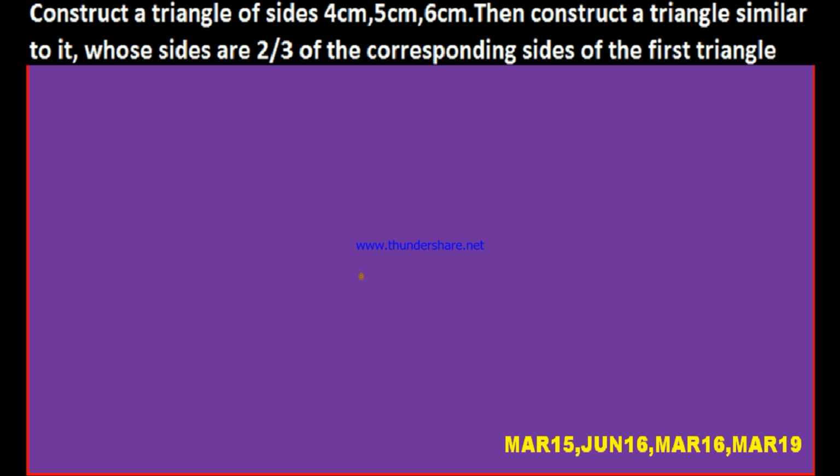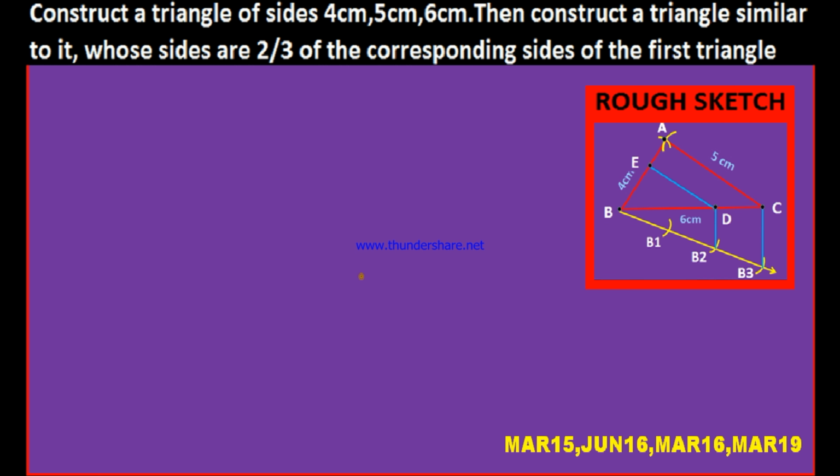Here is our construction. Whenever you go for a construction, first of all you should draw a rough sketch at the top right corner of the page. Here is the rough sketch. The rough sketch should be drawn with scale and pencil, not for correct measurements.